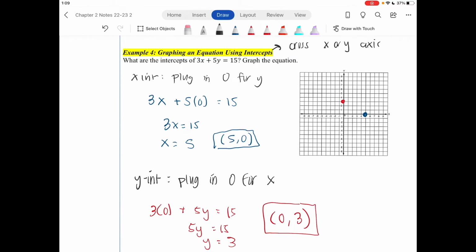Now that we have 2 points, that's all we need for a line. We can connect each of these points, and there is our graph. So when you have an equation in standard form, if the numbers work out pretty easily, then you can just plug in 0 for both x and y to find the corresponding intercepts. Then just draw a line through both of those points.